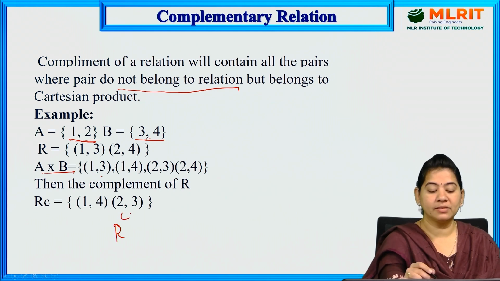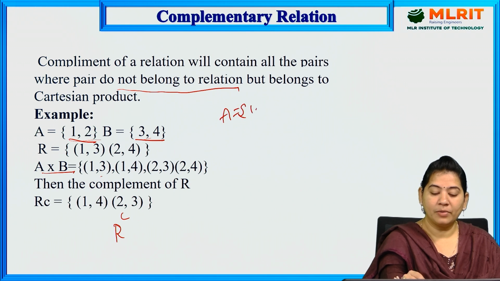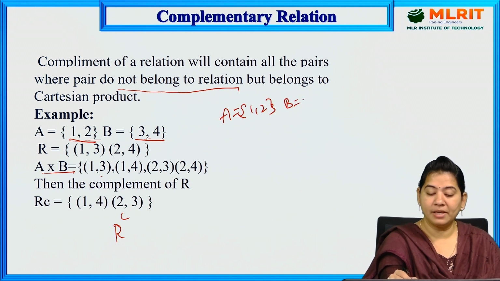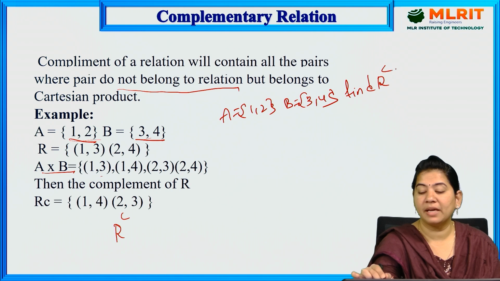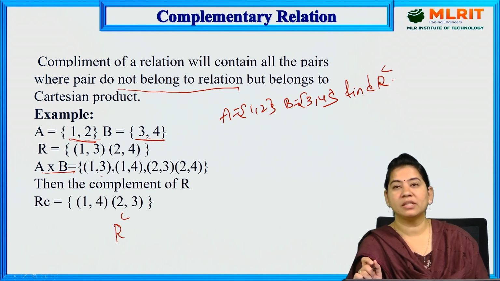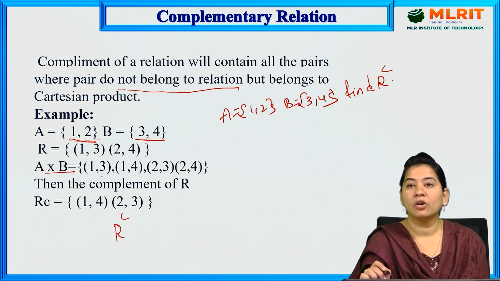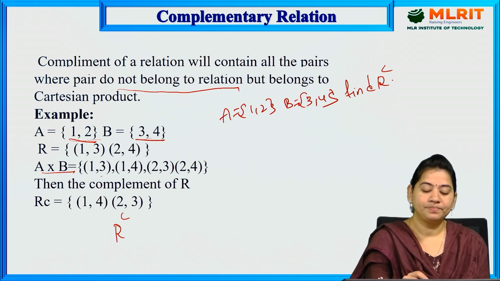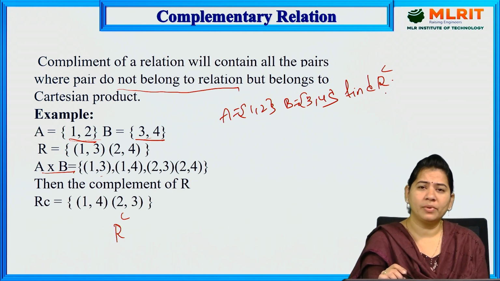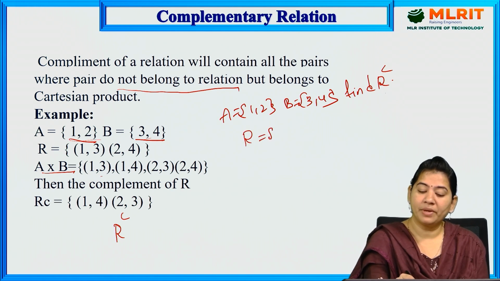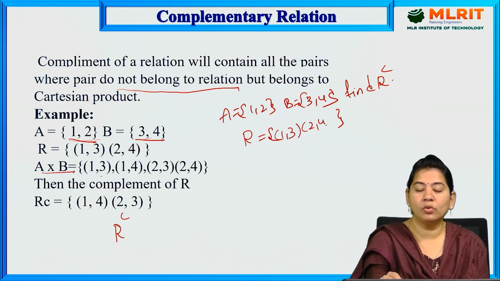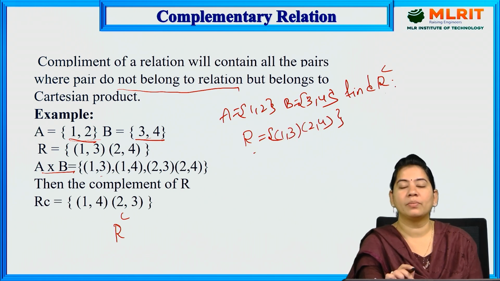What is the meaning of this? Here we have A equal to {1, 2} and B equal to {3, 4}. Find the complement of R, or sometimes the question asks to find R power C. You need to understand that R power C is the complement of the relation. To find the complementary relation, the relation must also be given in the question. The relation given is {(1,3), (2,4)}, and for this you need to find the complement.